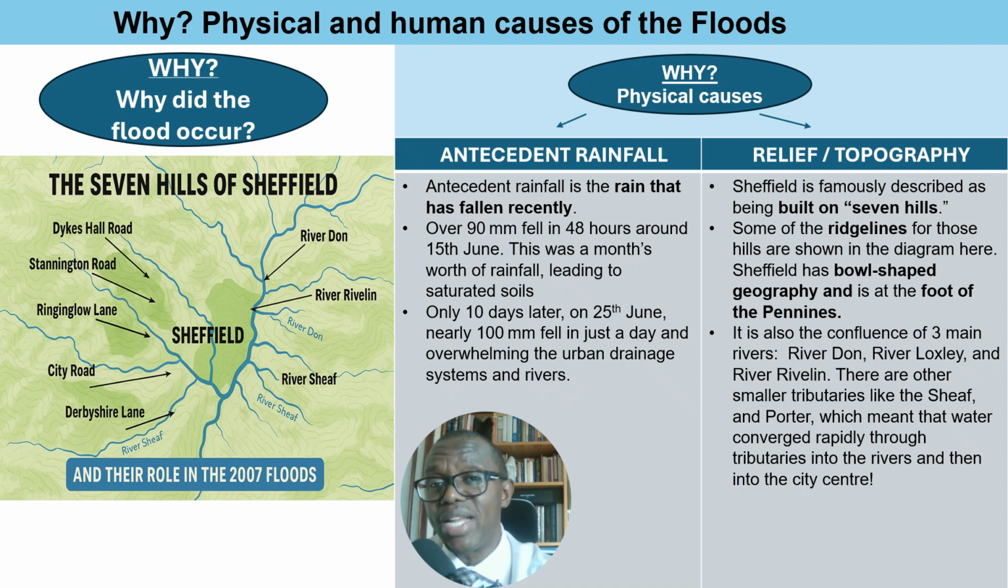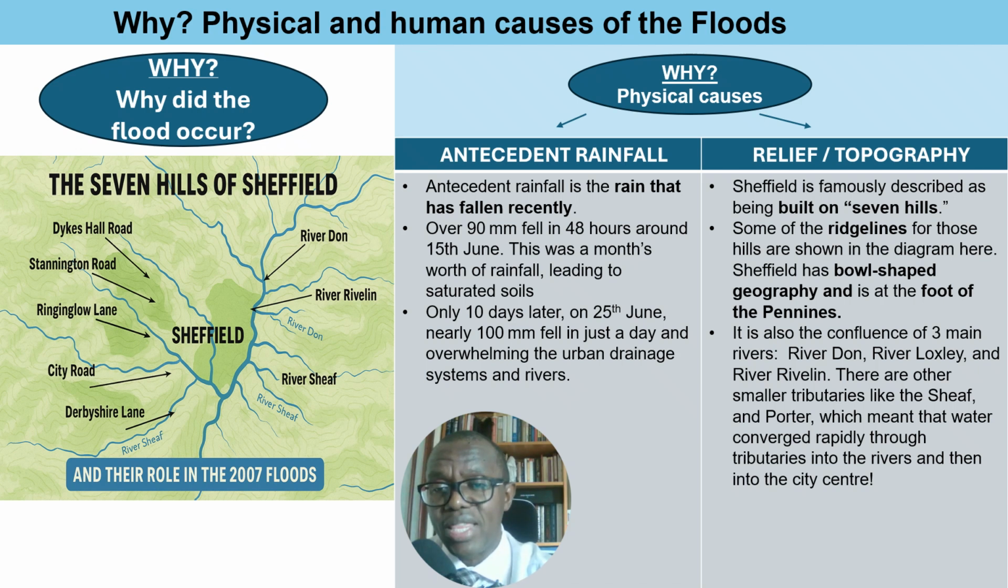So antecedent rainfall is rainfall that has fallen recently, and that has an impact on flooding. It's a physical cause of flooding because the soils are saturated and cannot handle any more water, and therefore flooding is likely to take place.